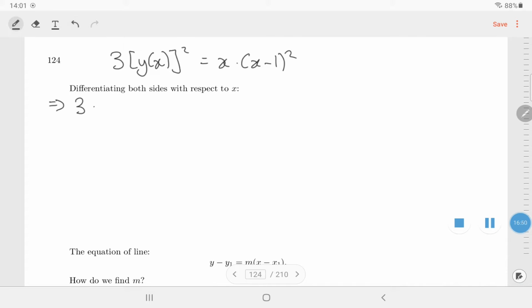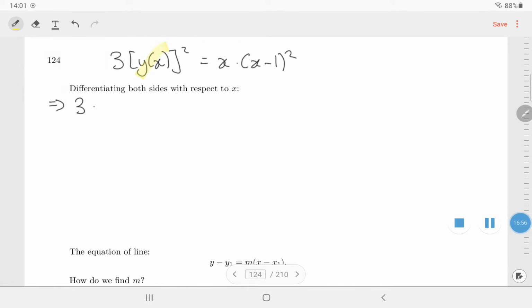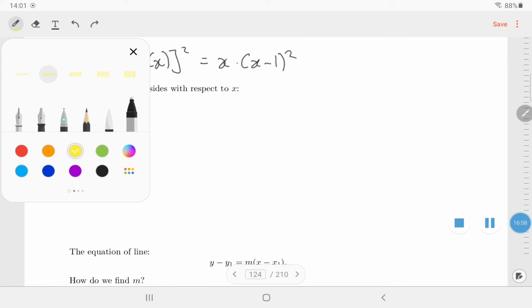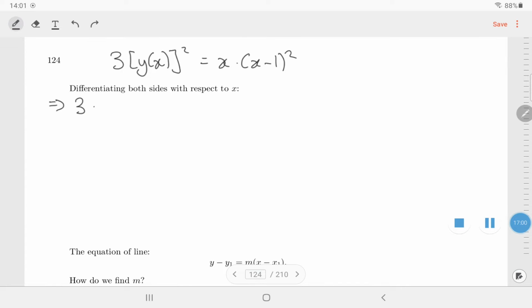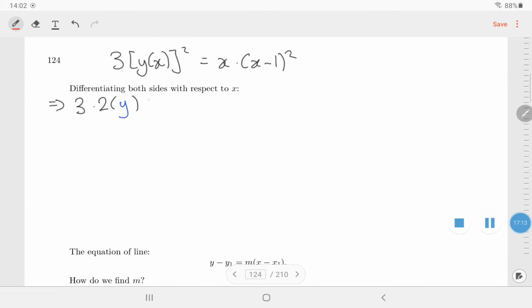Now, what about y of x all squared? So you've got an inside function y of x and an outside function that's just x squared. So the chain rule says you differentiate the outside function. So the derivative of x squared is 2x. The chain rule says evaluate at the inside, which is y, and we only write y of x once, times the derivative of what's inside. And the derivative of y of x is dy dx. So that's the derivative of the left-hand side.